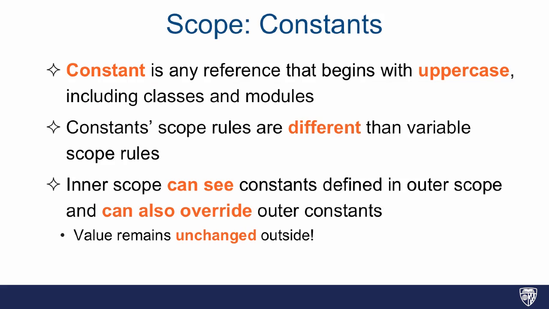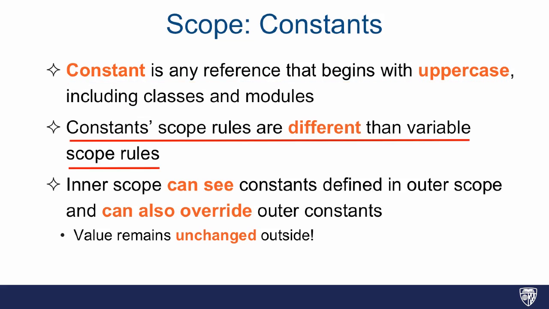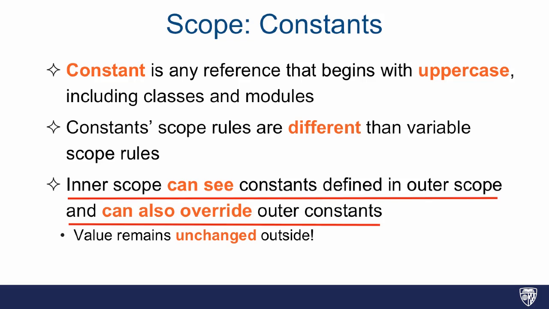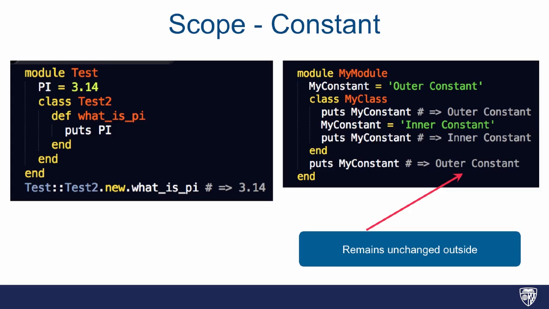Now, constants are basically any reference that begins with uppercase, including classes, modules, or any other constants. And the constant scope rules are different than variable scope rules. The inner scope constants can see constants defined in their outer scope, and they could also override outer constants. Although outside of that inner scope, the value remains unchanged for constants. So let's see an example.